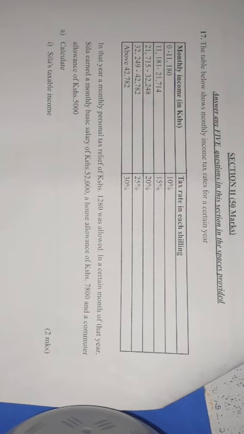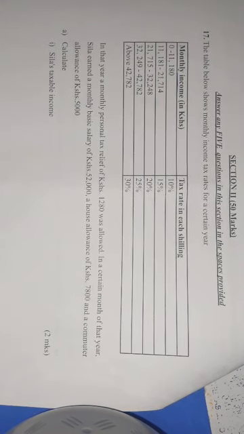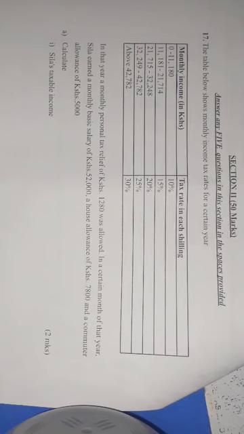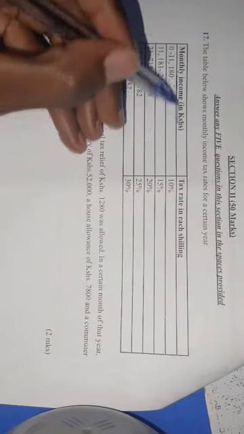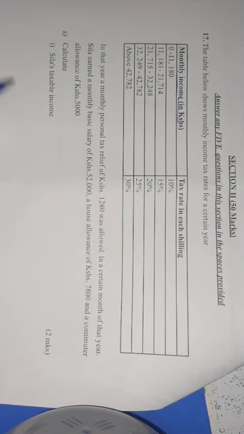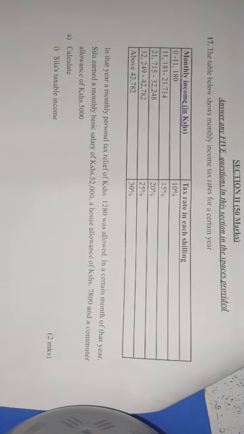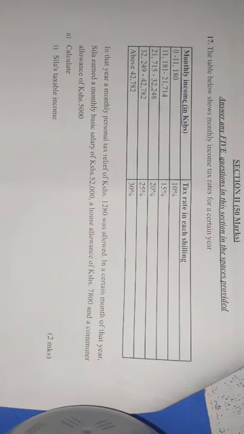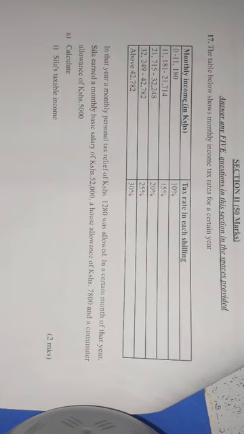Today we are going to discuss a question on commercial arithmetic, whereby we have been given the table below, which shows monthly income tax rates for a certain year. We have monthly income in Kenya shillings, and we have tax rates in each shilling. We have been told that in that year a monthly personal tax relief of 1,280 shillings was allowed.